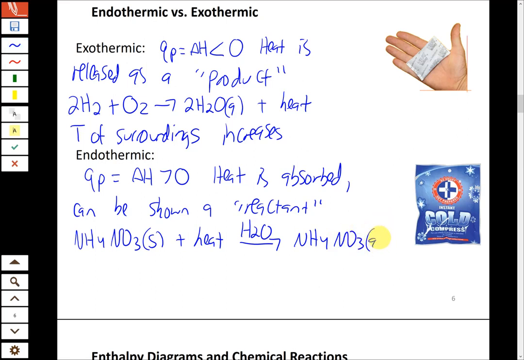A lot of ammonium salts are like this for whatever reason, but ammonium nitrate's a particularly relevant example. If you dissolve ammonium nitrate in water, which is a pretty simple experiment to do, you'll notice that the water gets cold because heat is going into the system as the ammonium nitrate dissolves. So when you have an endothermic process, the temperature of the surroundings gets colder, it decreases.